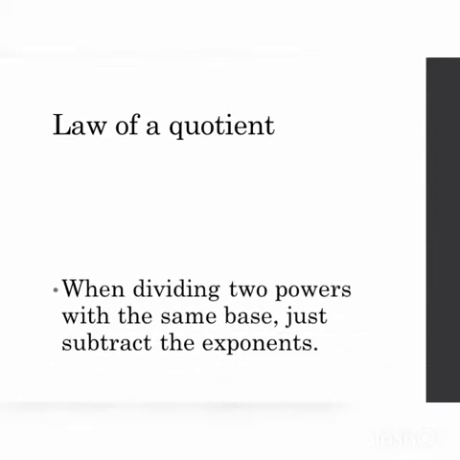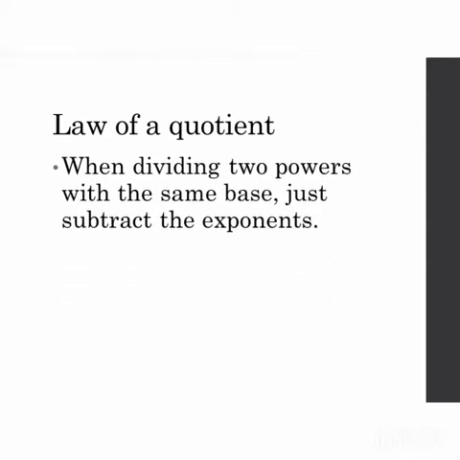Law of a quotient. When dividing two powers with the same base, just subtract the exponents. a raised to m over a raised to n is equal to a raised to m minus n. a raised to 4 over a squared is equal to a raised to 4 minus 2, and the answer will be a squared.